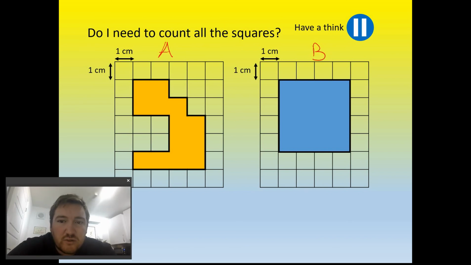So in your books or on your page, put an A down and put A equals yes or no, I don't need to count all the squares, and same for B. If you want to build on that answer, then explain why. You don't have to count all the squares.